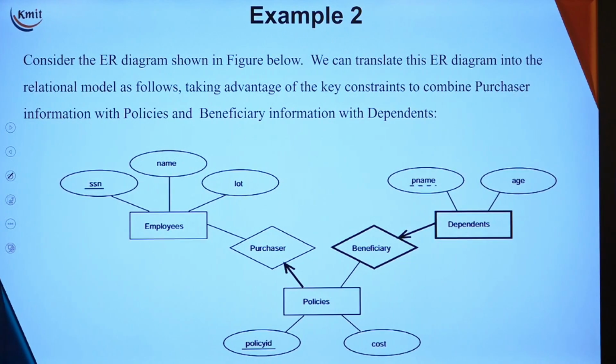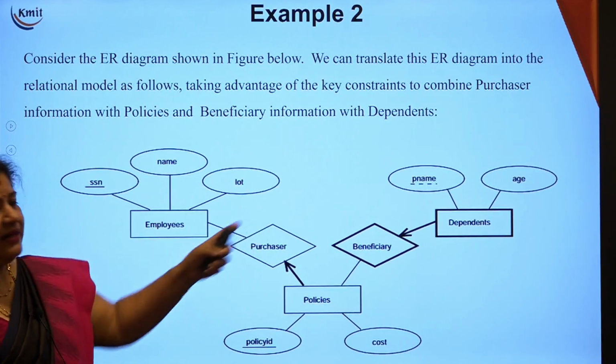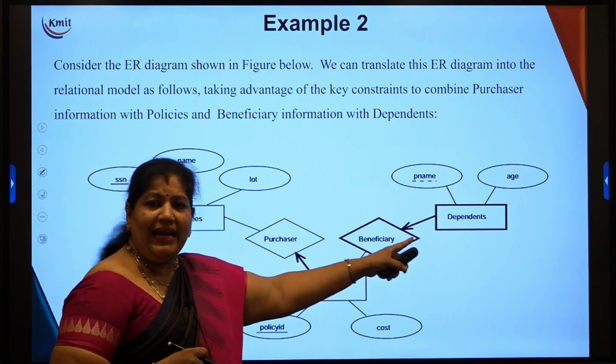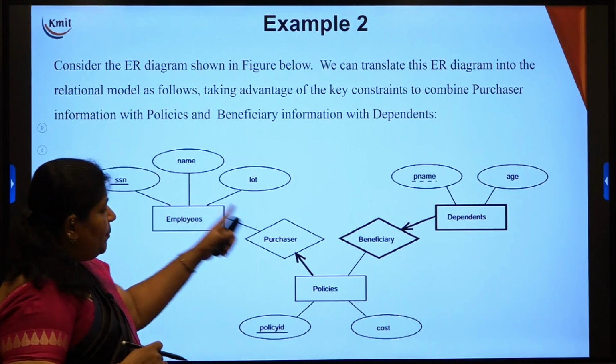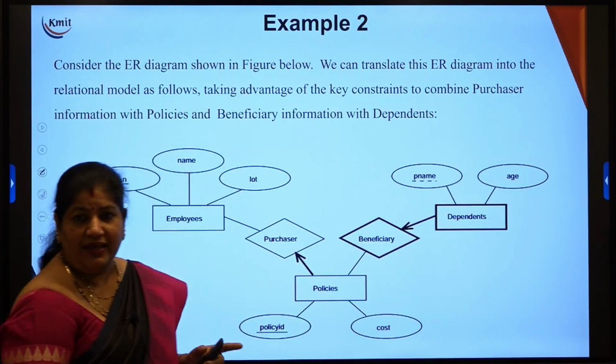Now, here is one specific example. Look at this, there is actually a ternary relationship. Okay, we have employees and dependents. Employee purchases the policies and dependents will get the benefit. Now, how do I represent this particular thing?